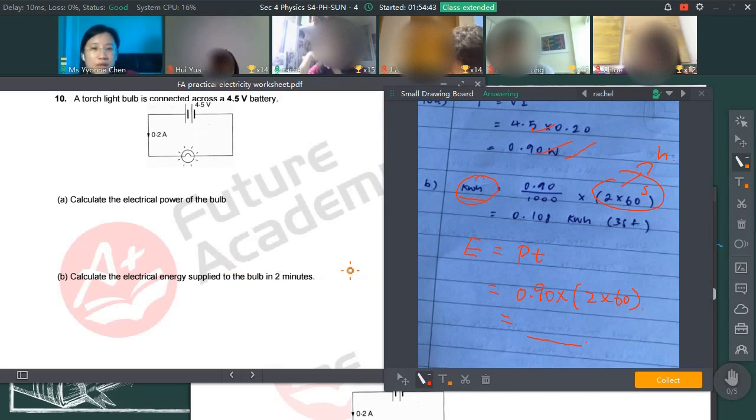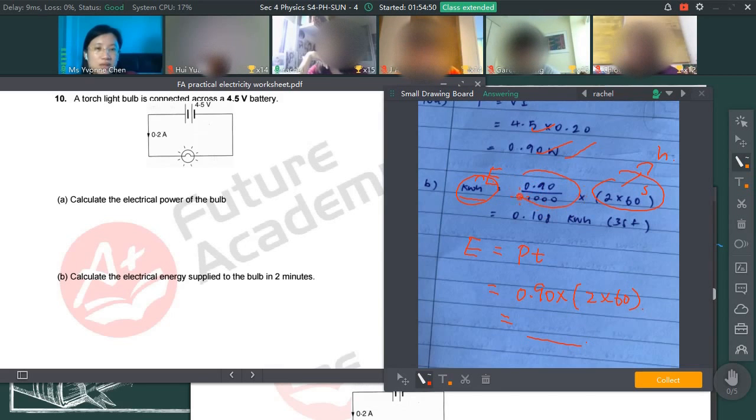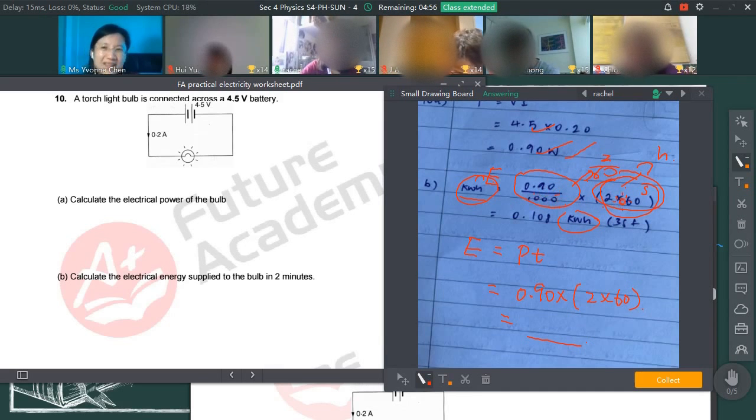So I'm okay if you want to present your final answer in kWh, you can say energy equals to this, which is how many kilowatts times the time. But if you multiply, it should be in hours, so you times 2 over 60. Then the final answer is in kWh. But yours is kilowatt second. That's not correct.